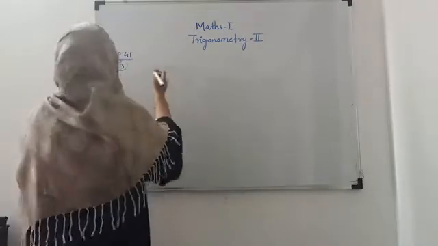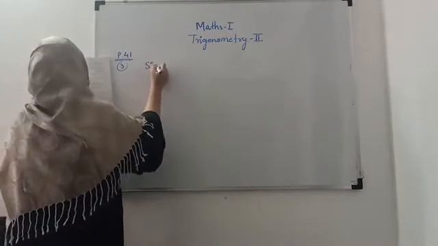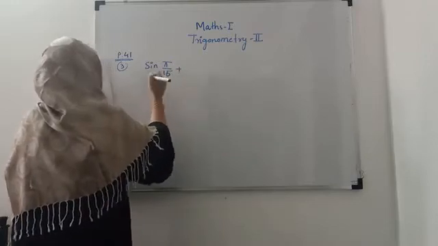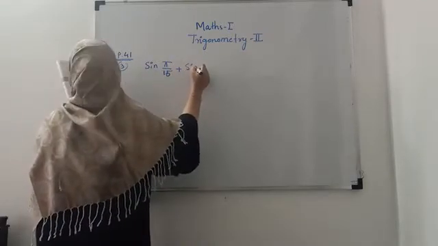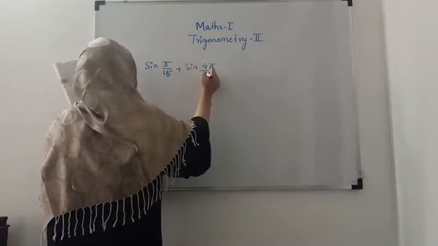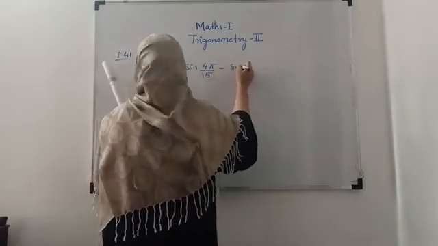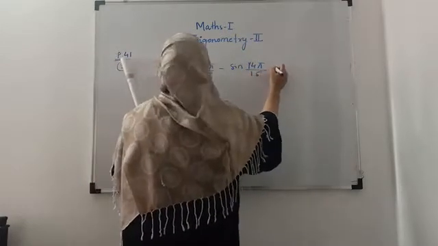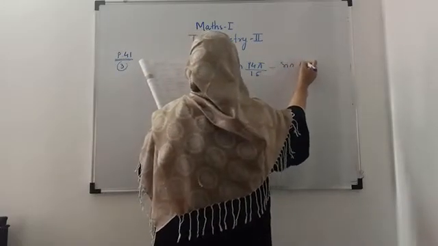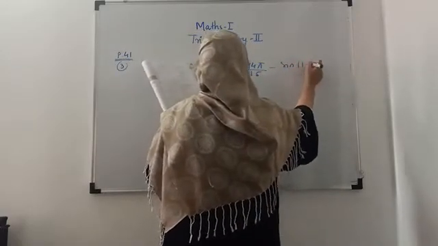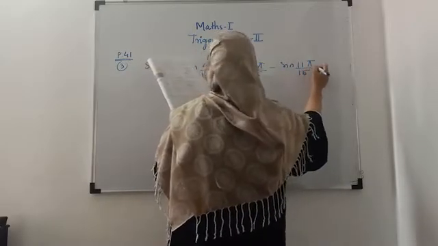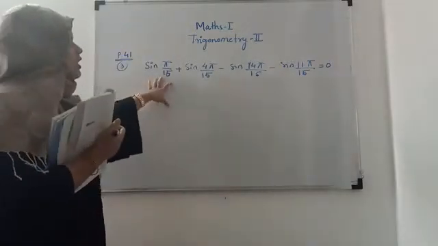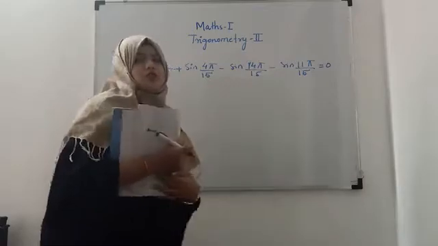The question is sin pi upon 15 plus sin 4 pi upon 15 minus sin 14 pi upon 15 minus sin 11 pi upon 15 is equal to 0. So we have to show this plus this minus this minus this is equal to 0.